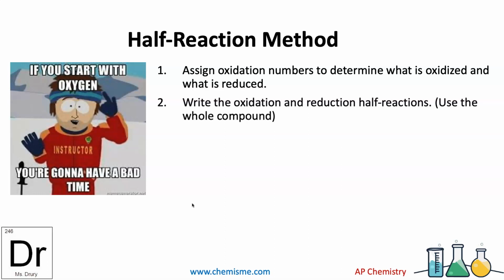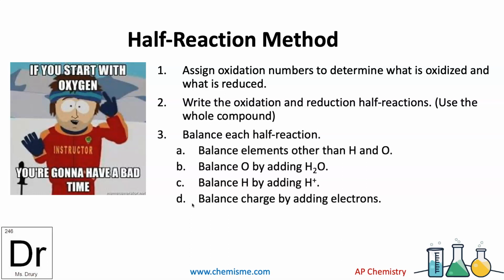Write oxidation and reduction half reactions using the whole compound. And then balance each half reaction following these steps. Again, you might want to pause this and write this down or take a picture. You're going to balance elements other than H's and O's, all elements like copper and manganese and anything else that you want.